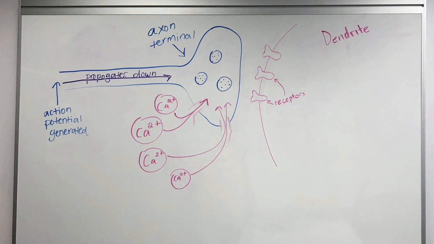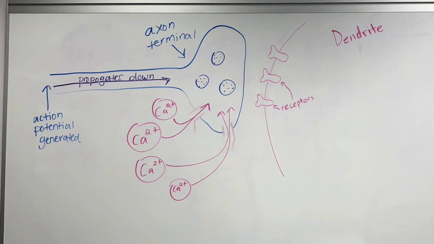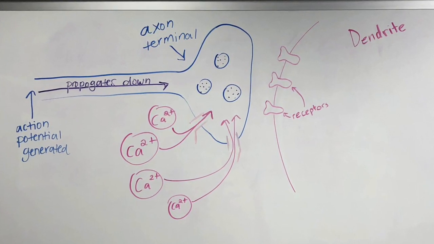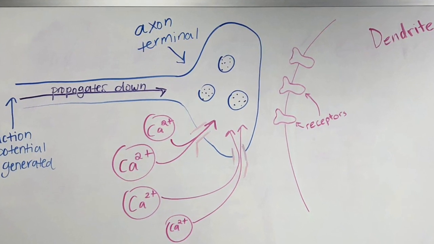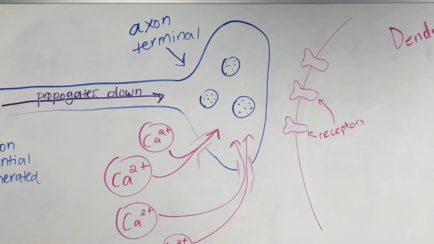The axon terminals of neurons have what's called voltage-gated calcium channels. There's a lot of positively charged calcium outside of a neuronal membrane that wants to go inside of the cell. When the action potential reaches the axon terminals, voltage-gated calcium channels open and calcium ions enter into the axon terminal.